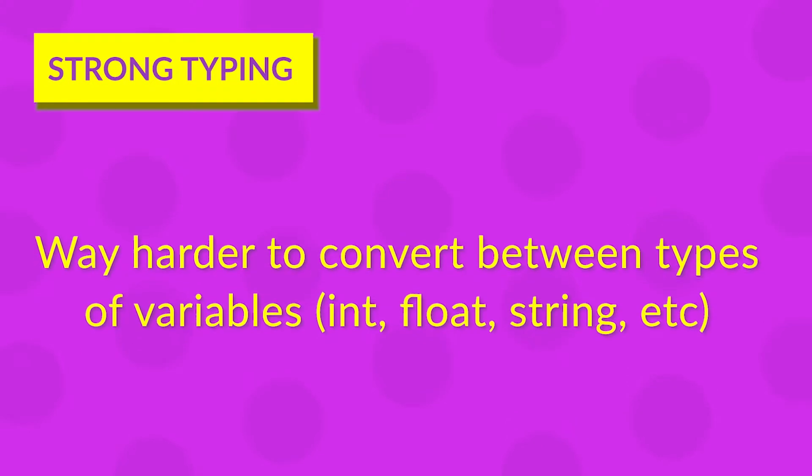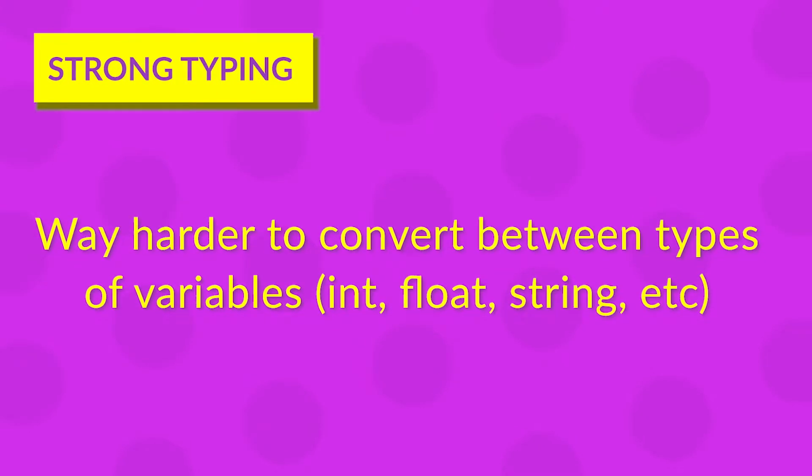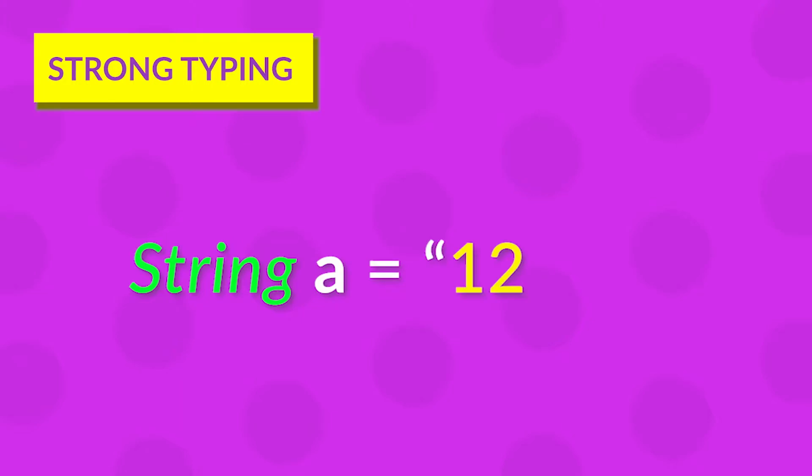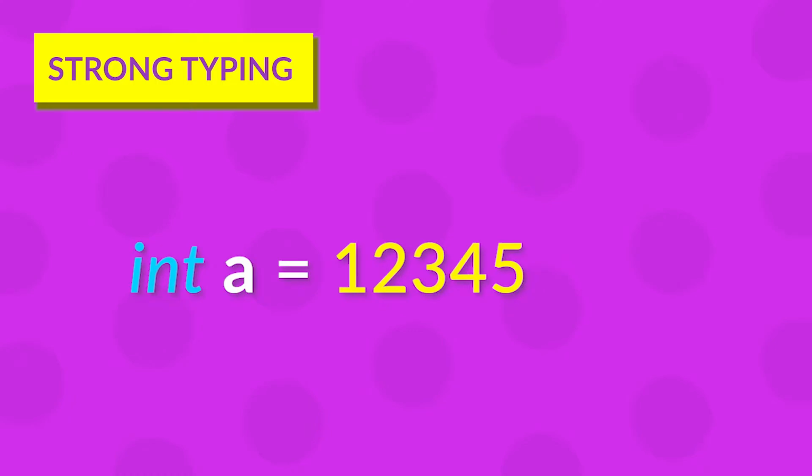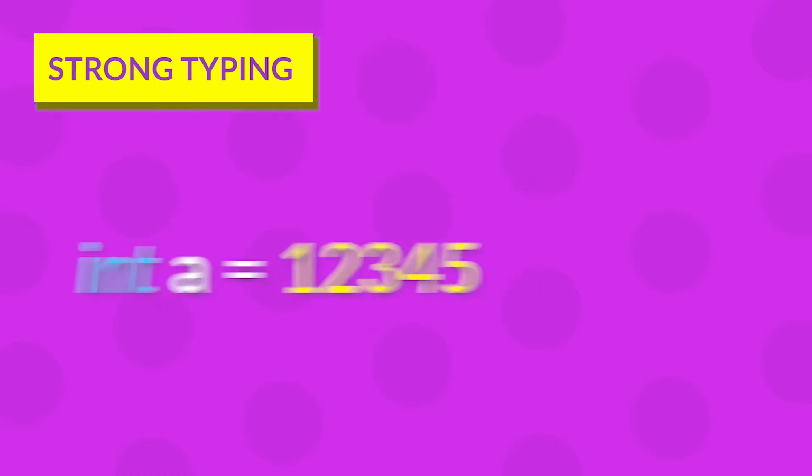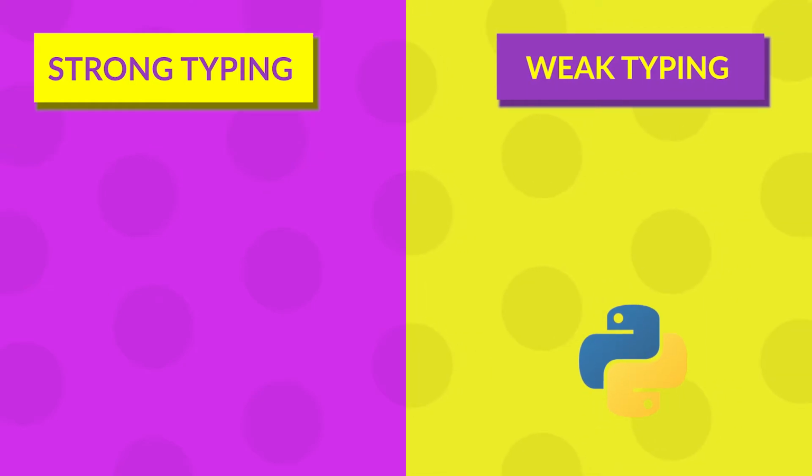In the strong typing languages, it's way, way harder to convert between types of variables. For example, if you have a string in C of numbers, for example, 1, 2, 3, 4, 5, and you have to convert that into a number, it's way, way more difficult than in Python. In Python, with a simple line of code, you can do it.